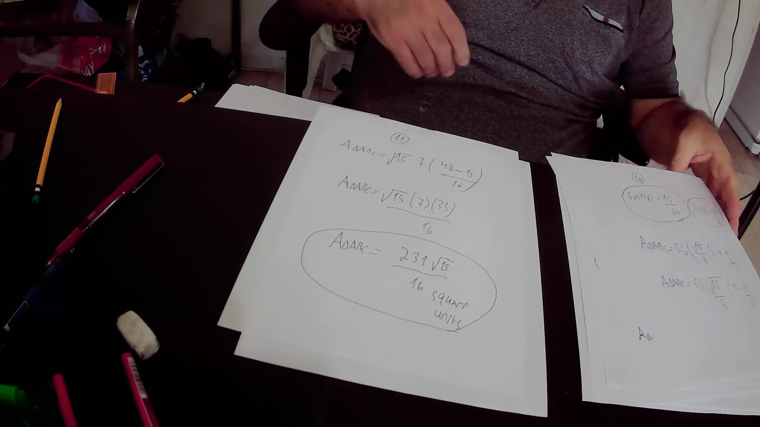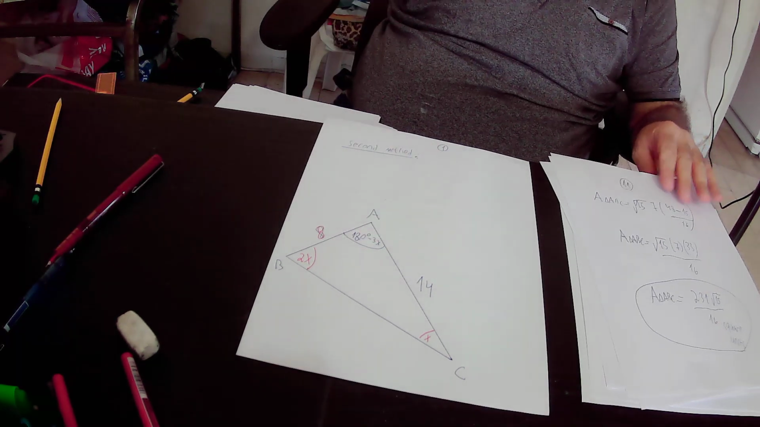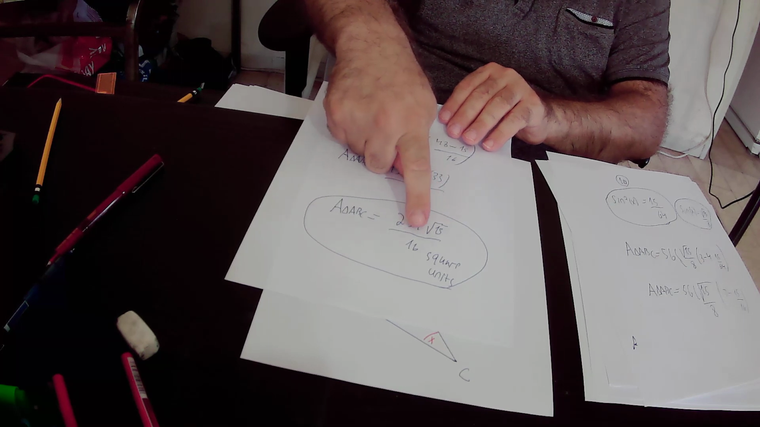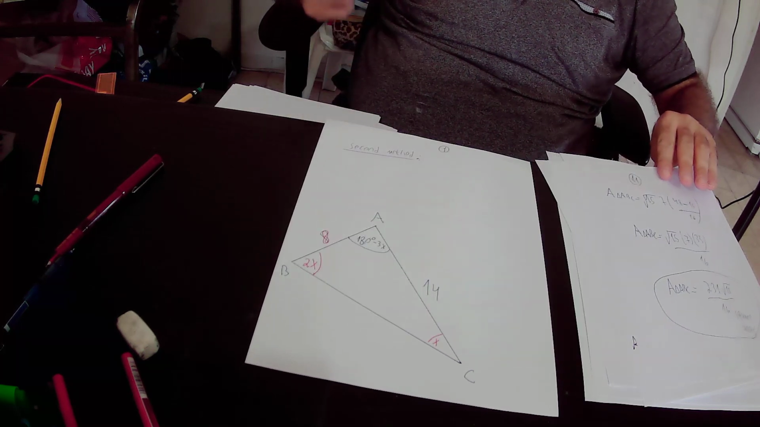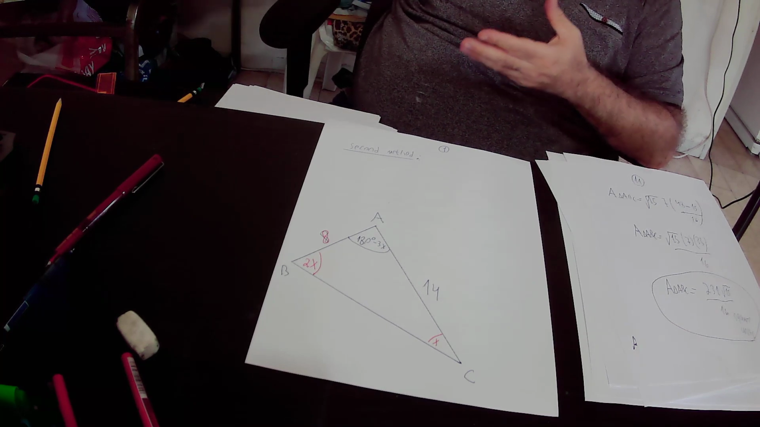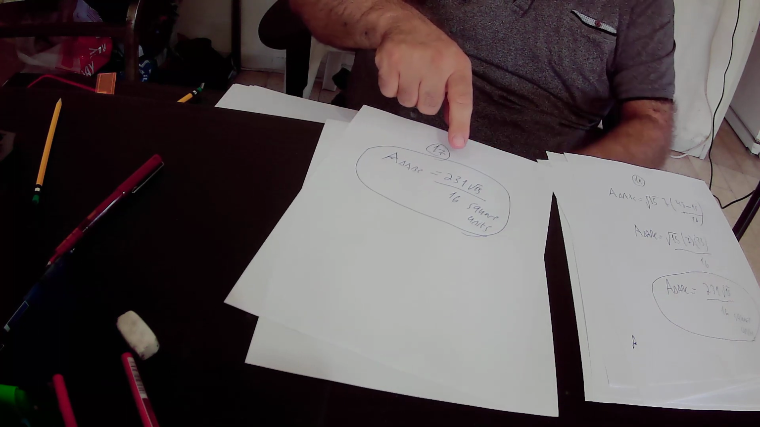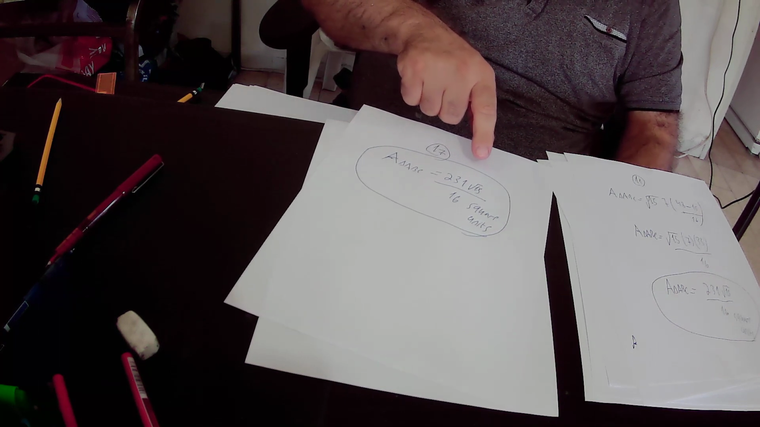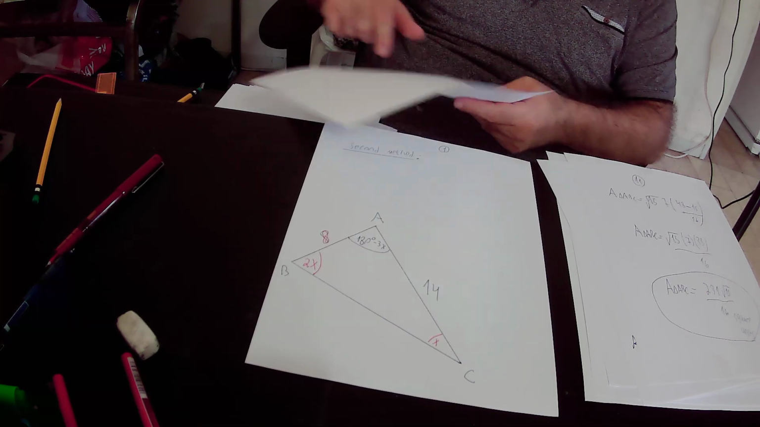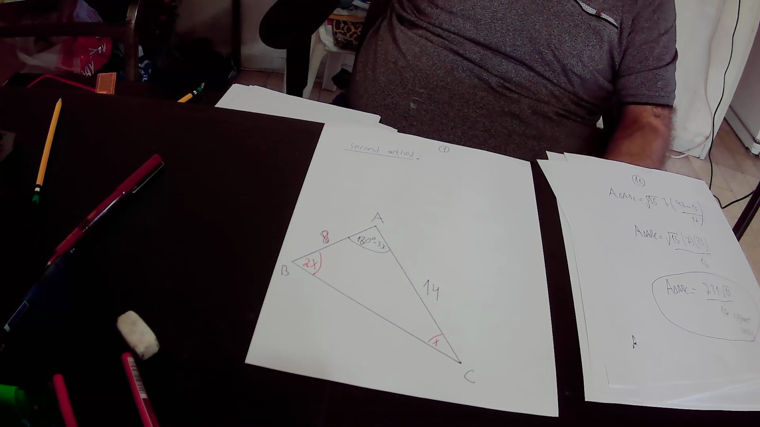Again, the area of this triangle ABC equals 231 times root 15 over 16 square units. And it is exactly the same result as we got in the first method. Okay? Thank you very much.